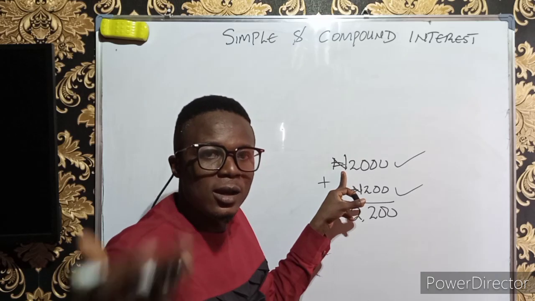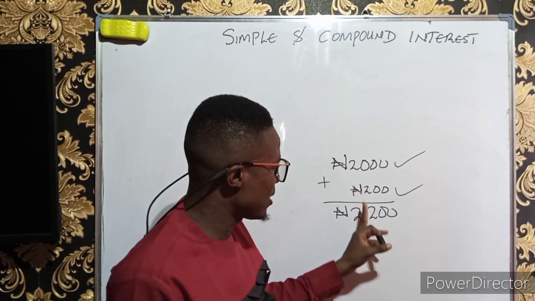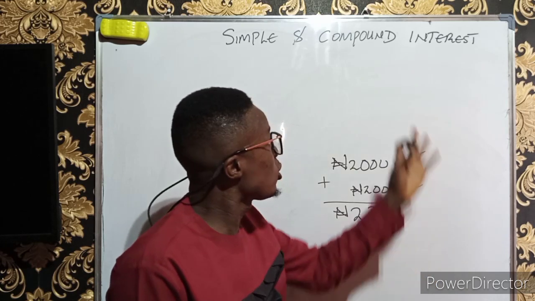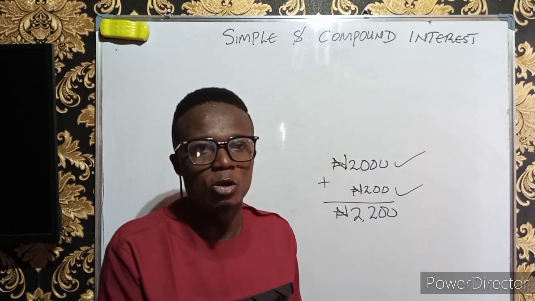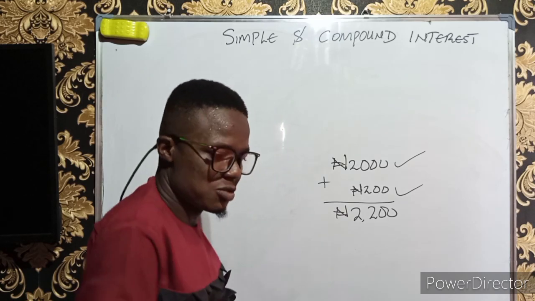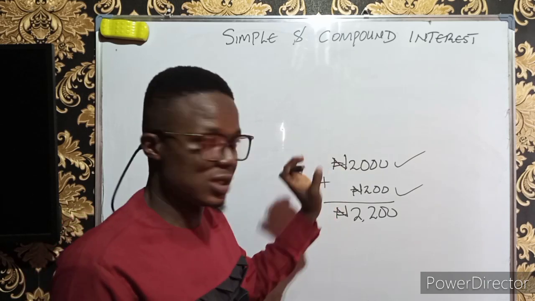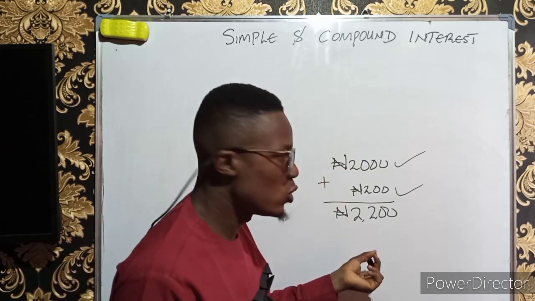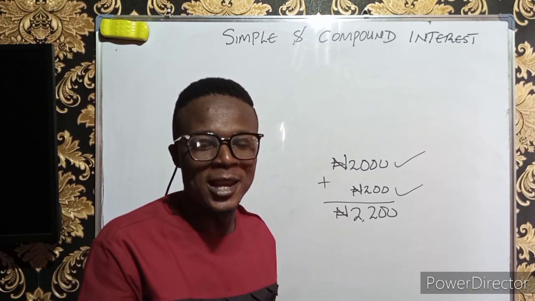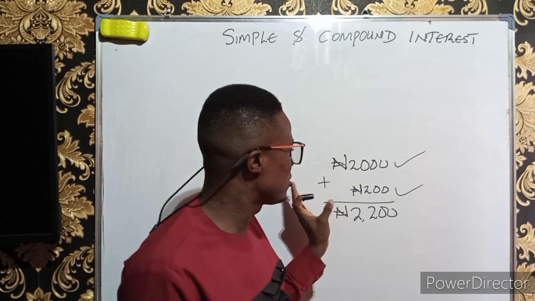So in the second year, instead of using 2,000 naira, they will use 2,200 naira. So they are compounding everything. That is why it's compound interest. They are making it more difficult for you. So compound interest is a kind of interest that is calculated both on the principal, which is the amount of money in question, and also on the accumulating interest. It is so funny. Interest is calculated on interest. Have you seen something like that? That is compound interest for you.